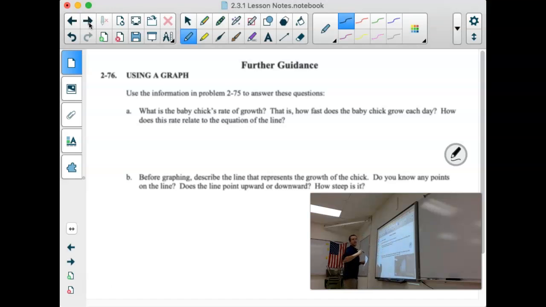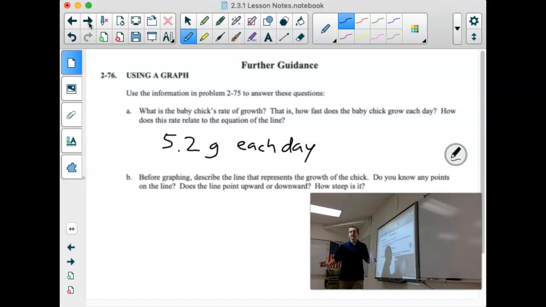Because it's growing, again, it says it in the directions there, 5.2 grams each day. So that is the answer for the first part and the second part. The rate of growth is 5.2 grams each day. How does this rate relate to the equation of our line?